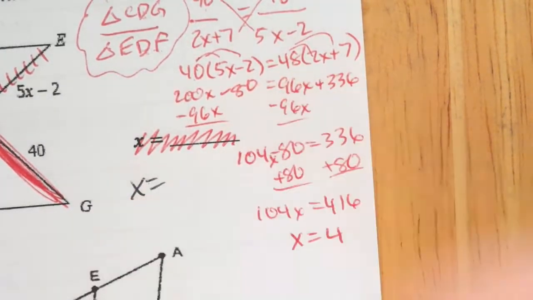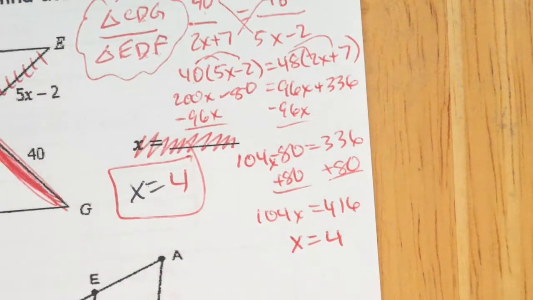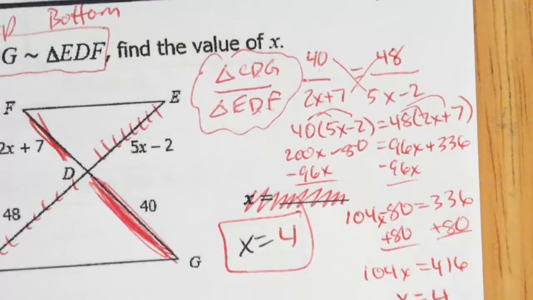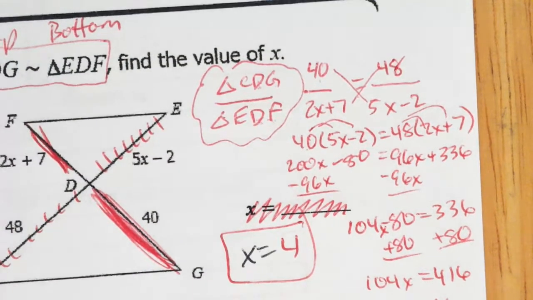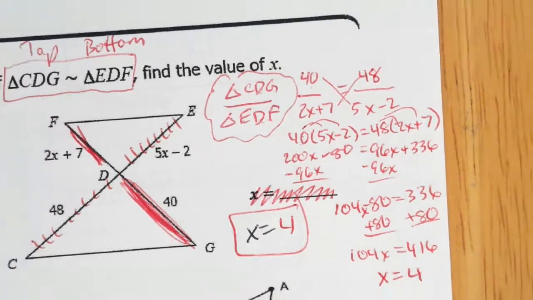And that was our answer. So what was x equal to? X was equal to 4, and that was our answer. You should really double check and plug it back into the original picture just to check yourself. But really, that's as far as you need to go.